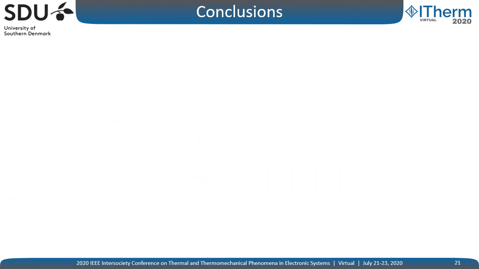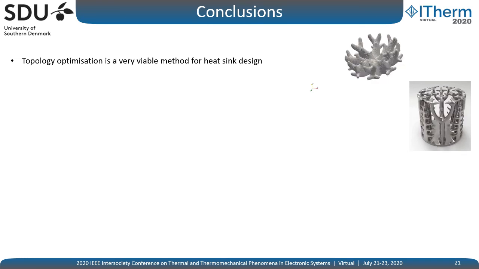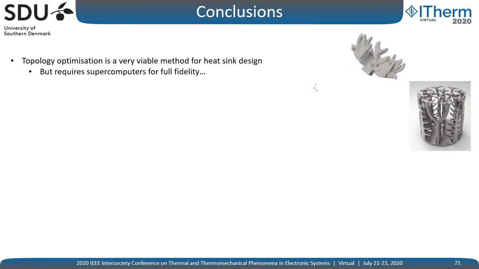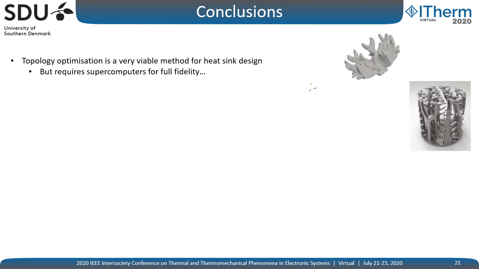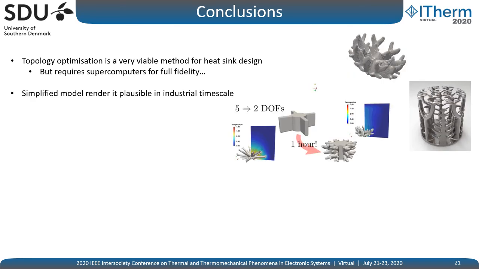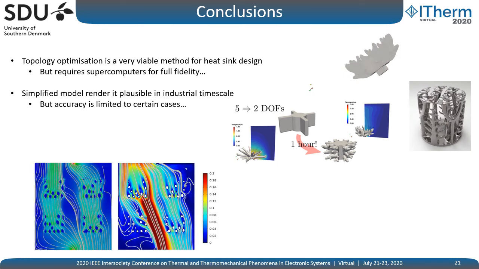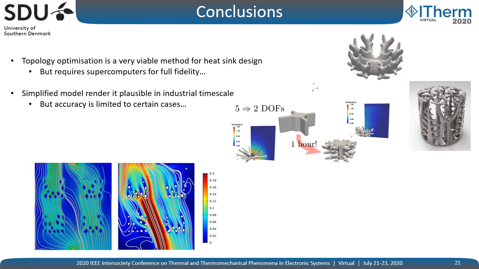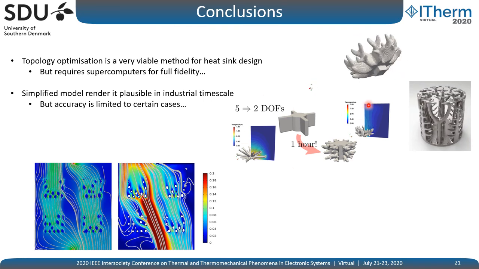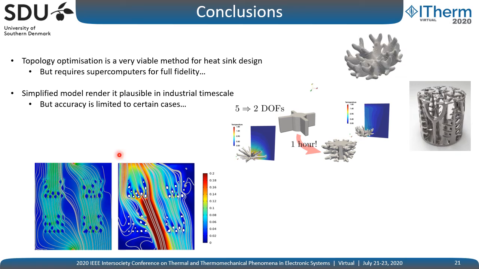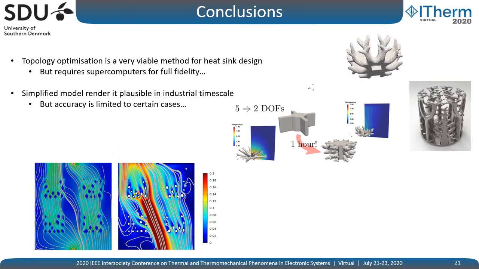So the conclusions to round off are that topology optimization is a very viable method for heatsink design, but it does require supercomputers to use these full fidelity models currently. Simplified models, they render it plausible in an industrial timescale, but the accuracy is severely limited to certain cases. So for instance, this worked very well in an enclosure where just a single electronics chip, but where we have this full cabinet with several chips, it didn't work as well.